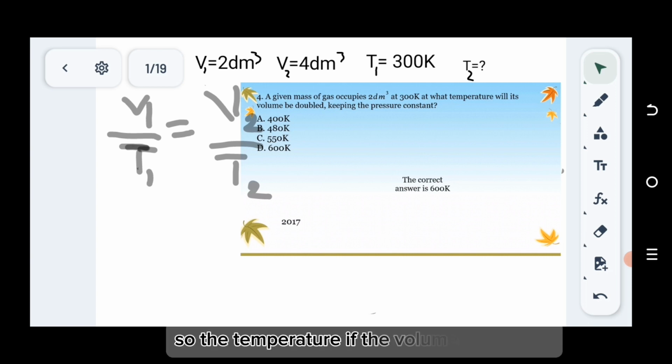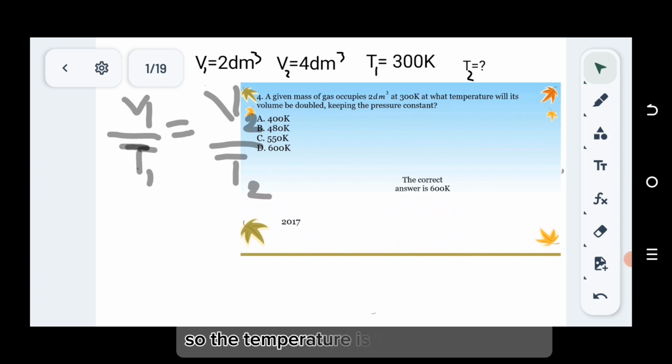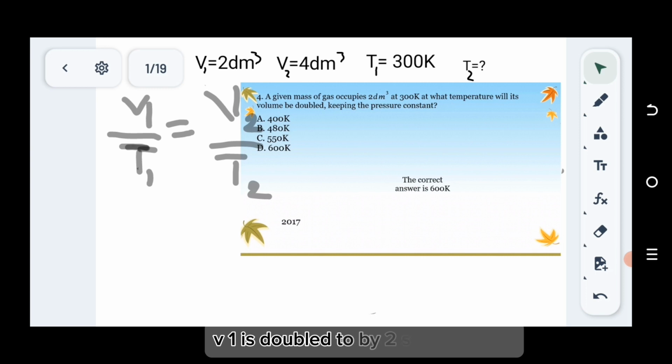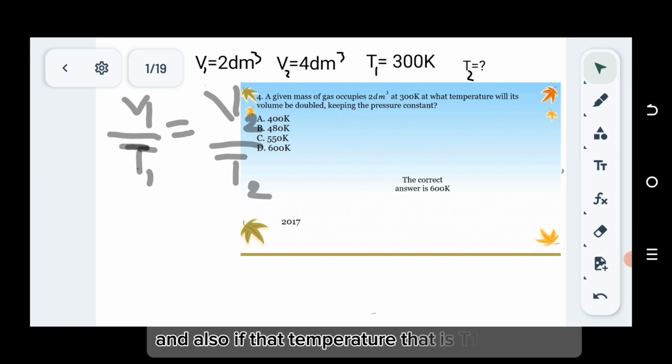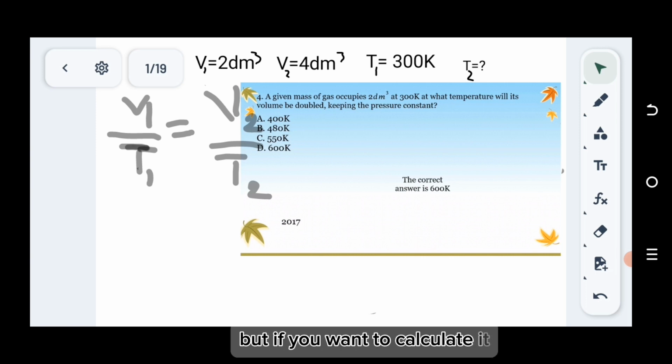So if the volume is doubled, the temperature is doubled too. If the volume is increased by 2, the temperature is increased by 2. So if V1 is doubled by 2, it will be 4. And also if that temperature, that is T1, is doubled, it will be 300 times 2, which is 600 Kelvin. But if you want to calculate it, you can just input your parameters.